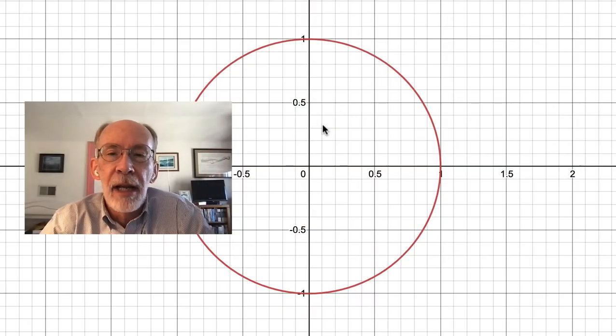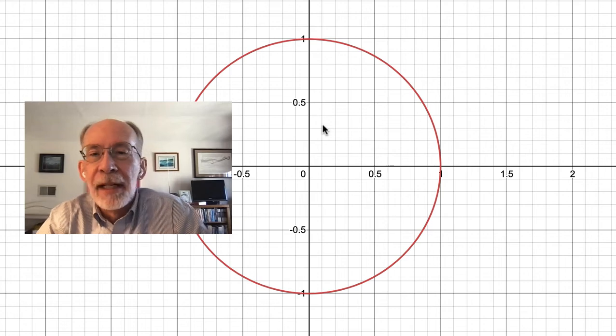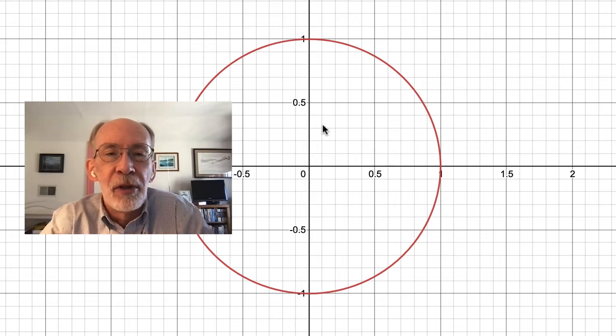On your screen, you'll see a graph of the unit circle, and our task is to find the equation of the line tangent to the unit circle at the point √3/2, 1/2. The first thing you may want to do is to convince yourself that that point is on the circle, and if you would like to do that, you can pause the video and briefly make that exploration.